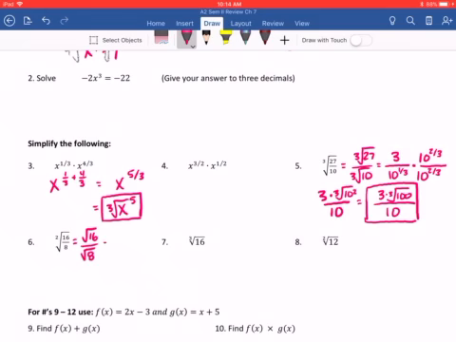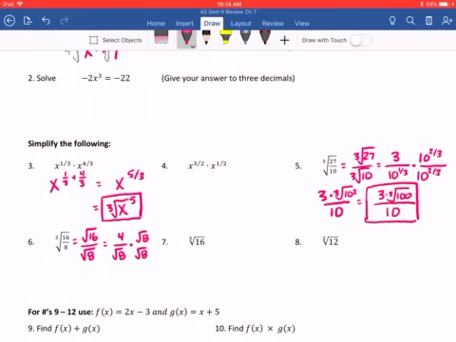And if you remember, the square root of 16 is just 4. And we still have the square root of 8 in the bottom. And again, that's an issue because you can't have square roots in the denominator. So we're going to multiply the top and the bottom by the square root of 8.